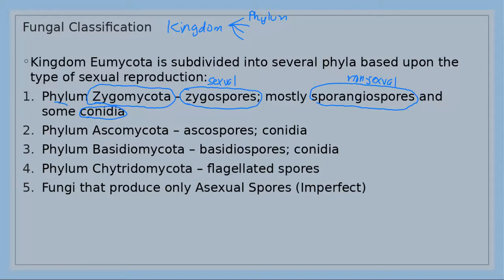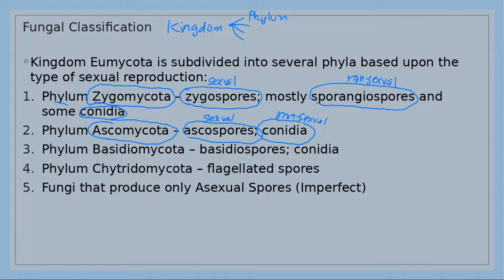Okay, and then the second phylum will be Ascomycota. Again, from the name, you should be able to guess this phylum consists of fungi that produce ascospores as their sexual spore. And they also produce the non-sexual spore called conidia. So they produce both sexual spores and non-sexual spores.